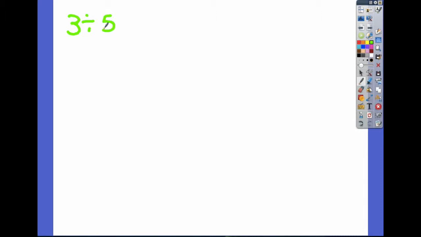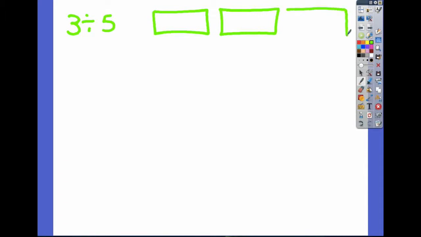How would I do that? Do you remember how we did that yesterday? 3 divided by 5. Okay, 3. So you're going to draw 3 boxes because I have the number 3.